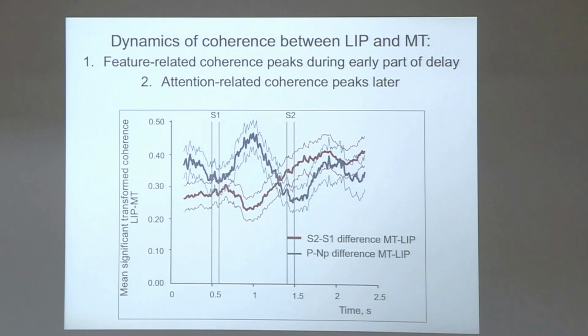Okay, this is again a complex step. I don't have time to go into that. If we look at the degree of coherence between LIP and MT, you find the coherence seems to be in different bands. The feature selectivity seems to be in higher gamma frequencies, and that is more in the early part of the delay, whereas for the attention enhancement cells, it's somewhat the lower frequencies, in beta and low gamma. That is the later part of the delay.